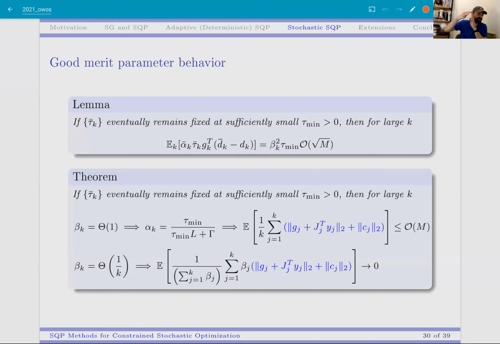Essentially, what you really want the algorithm to do is start with whatever starting merit parameter you use, and you want it to eventually adjust down to a level that is small enough, but not vanish. So it's sort of below a threshold. And this is the result we get in that setting.